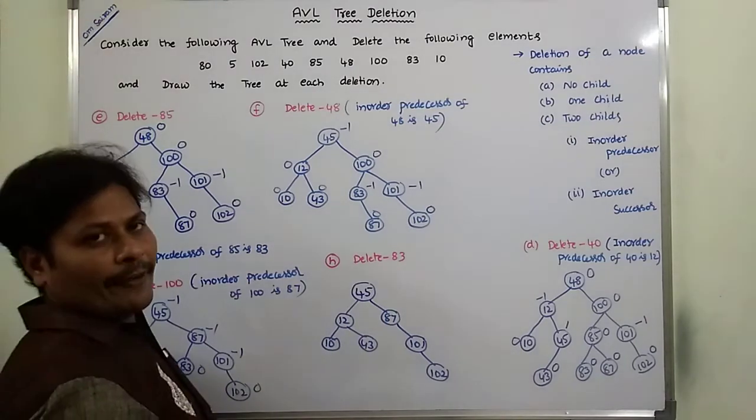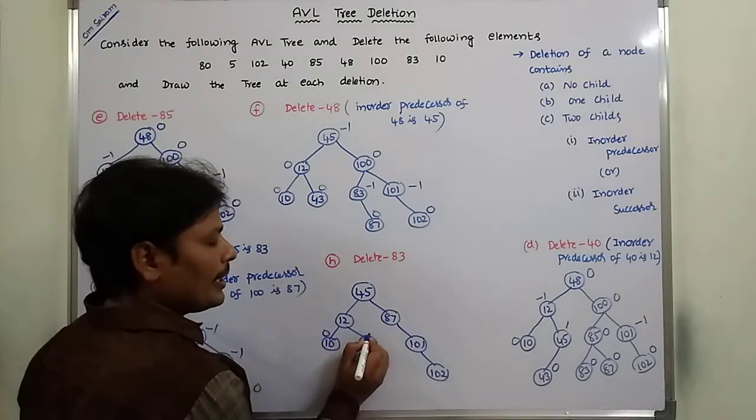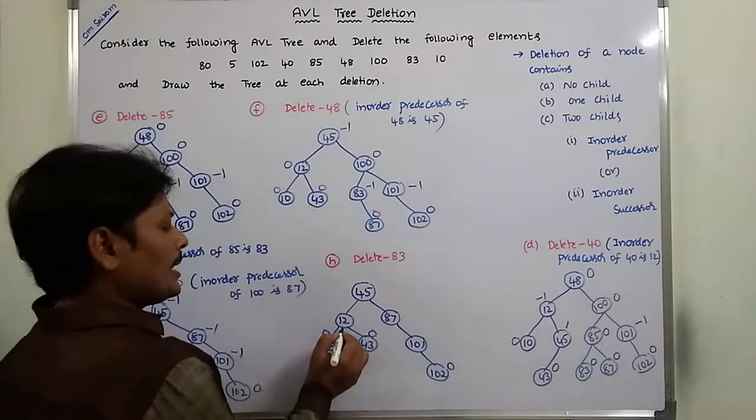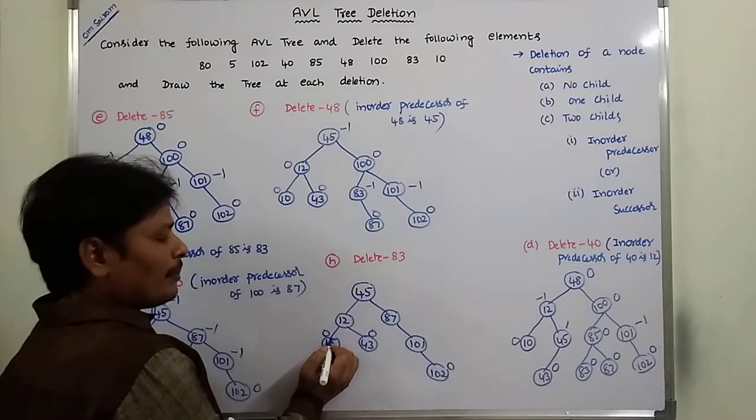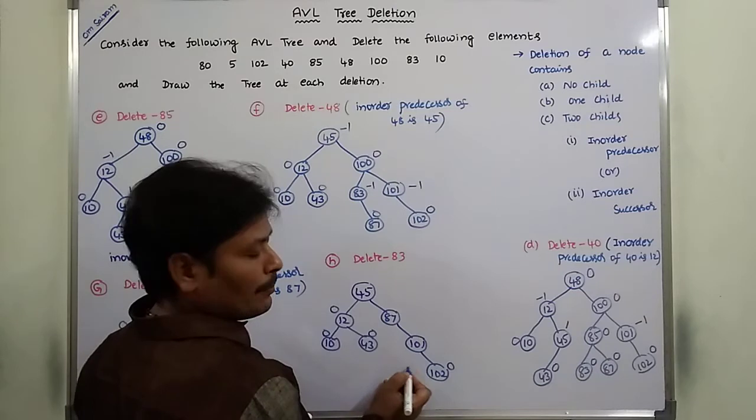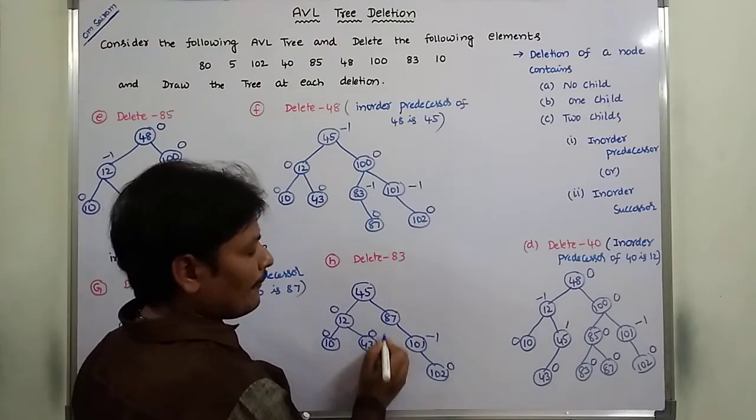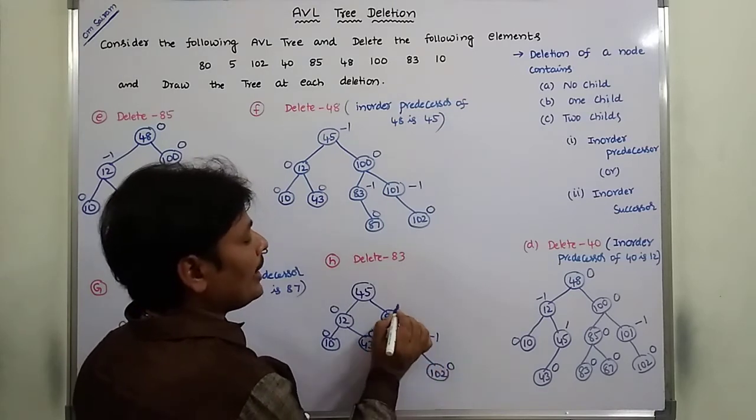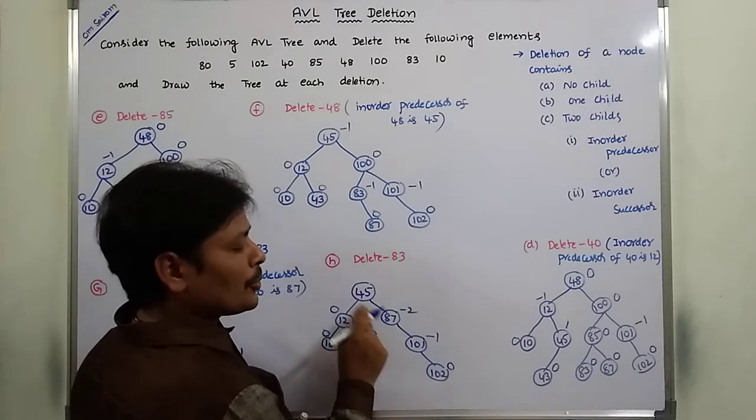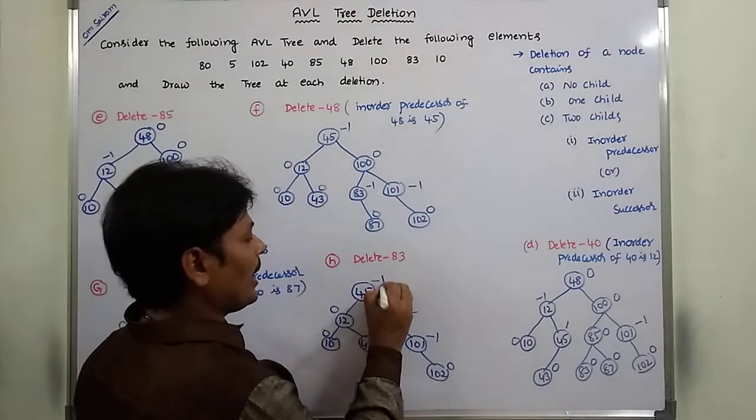Now check the balance factors. These are the leaf nodes. Height of left subtree is 0, height of right subtree is 0, 0 minus 0 is 0. Next, for this one, left subtree height is 1, right subtree height is 1, 1 minus 1 is 0. For this node, left subtree height is 0, right subtree height is 1, so minus 1. For this node, left subtree height is 0, right subtree height is 2, 0 minus 2 is minus 2. For this node, left subtree height is 2, right subtree height is 3, so 2 minus 3 is minus 1.